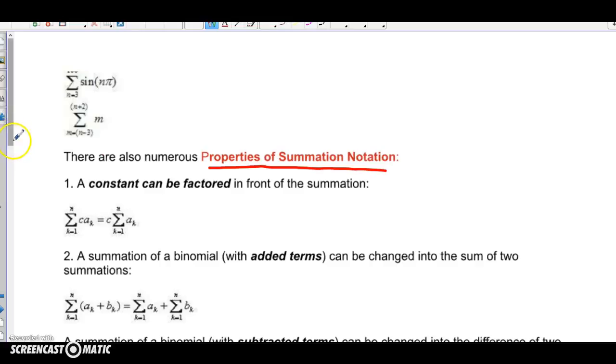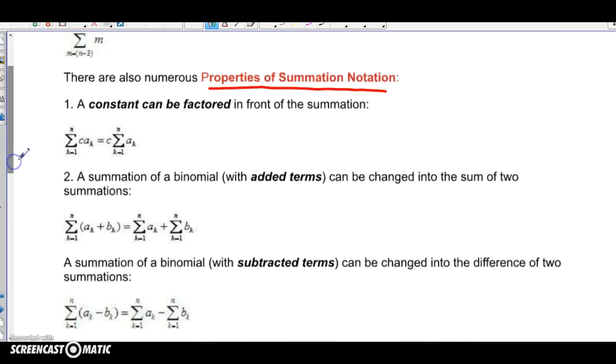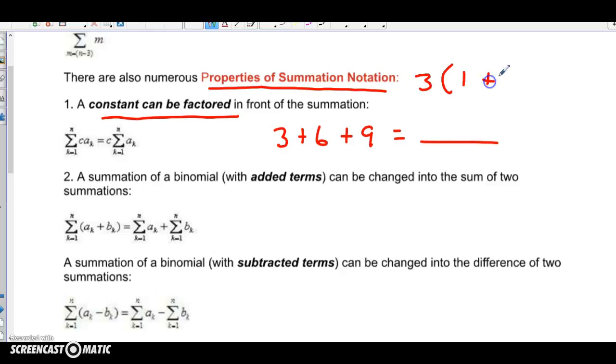This is what I got a few questions about, so this is why I'm making the video. A constant can be factored out in front of the summation. So this is saying that you can do a common factor. Let's think about this for a second. If I had the terms 3 plus 6 plus 9, and I want to add those up, I can add those up, or I could say, hold on a second, I can factor a 3 out of that whole thing. Each term can be common factored by a 3. If I did this here, I get 18. And if I did this, 1 plus 2 plus 3, that's 6, times 3 is 18. So that's saying the same thing here.